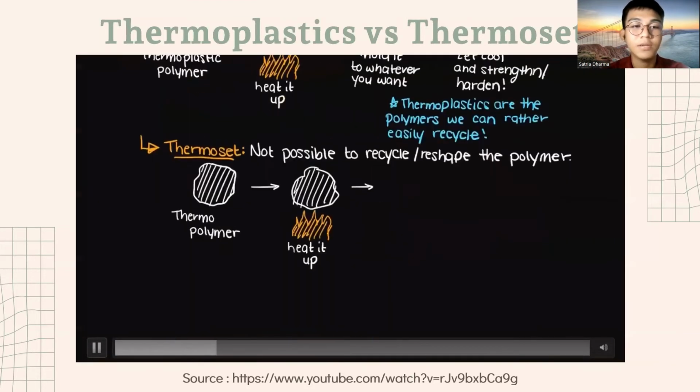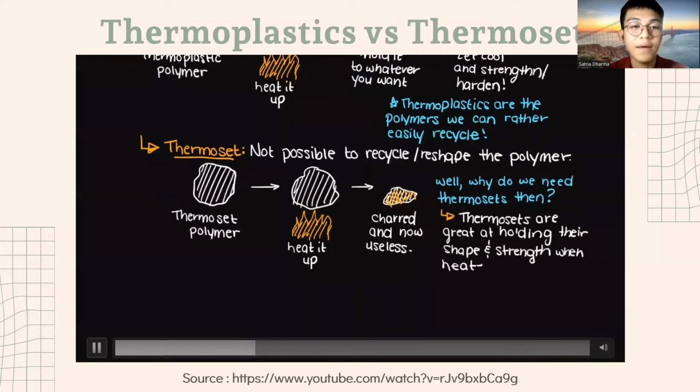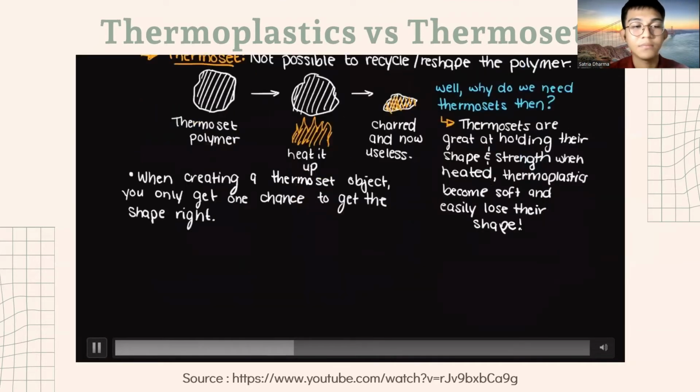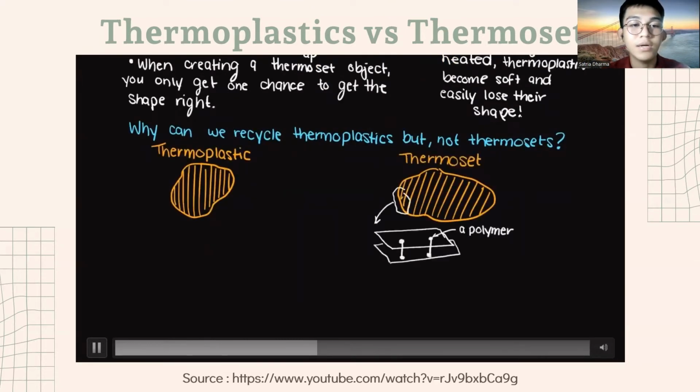And then thermoset, it is not possible to recycle or reshape the polymer. Thermoset polymer, we heat it up and cure it, and now it's useless. Thermosets are great at holding their shape and strength when they're heated, while thermoplastics become soft and easily lose their shape. When creating a thermoset object, you only get one chance to get the shape right. So these are the differences if we recycle thermoplastic and thermoset.